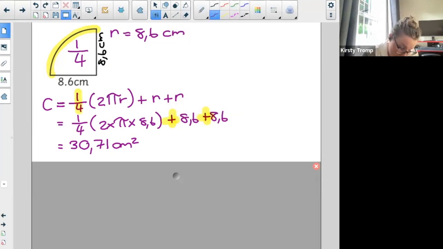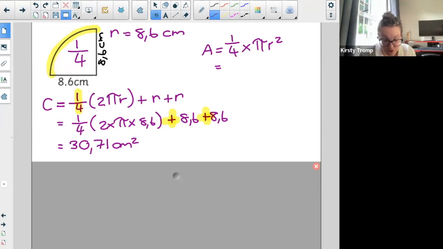Let's go do my area. Area normally equals pi r squared, but in this case, it's a quarter times pi r squared because it's a quarter of the circle. So I've got a quarter times pi times 8,6 squared. Don't forget the squared, guys. Go calculate that.